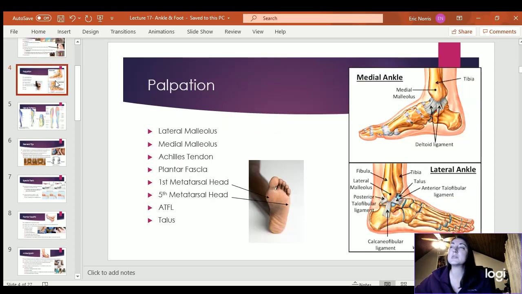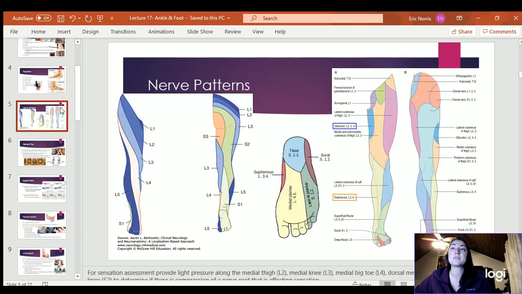Palpation we will do in class. With the nerve patterns, when I'm assessing sensation, I assess the nerve roots themselves. So first I rub along the medial thigh, so that's L2, then the medial knee is L3, the great toe, especially the medial part of it, is L4, then the dorsum of the foot is L5.